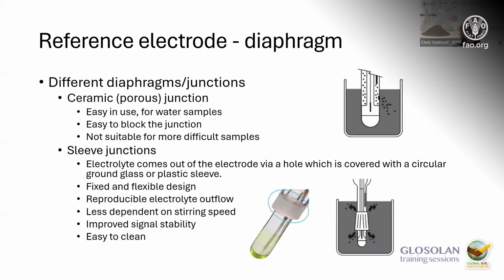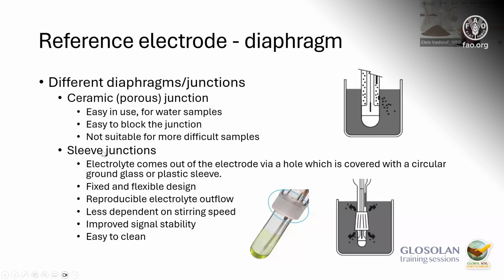There are different types of diaphragms. A rather standard one is a ceramic porous junction, and it's suitable for water samples that are very clear, because it's easy to use and then you get no blockage. You will see it in the figure on the right side. Here you can see an exchange of the electrolyte, and it can be released so that you have a stable signal. It's not suitable for more difficult samples, because if there are more particles inside or something from the soil, for instance, then you can get a blockage of the diaphragm and then you get an error in your pH measurements.